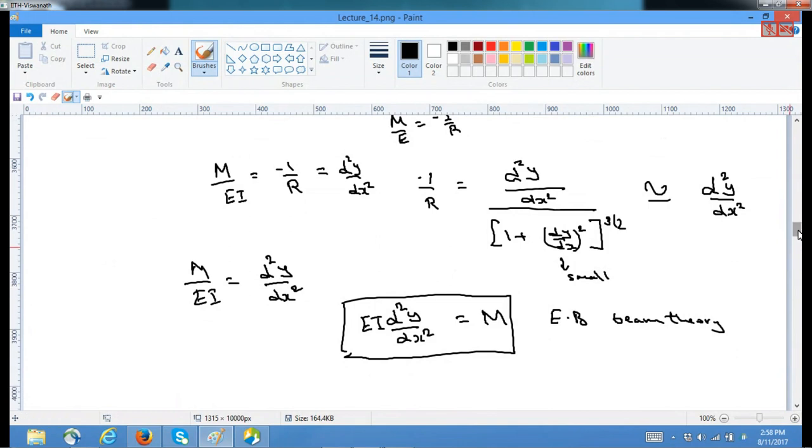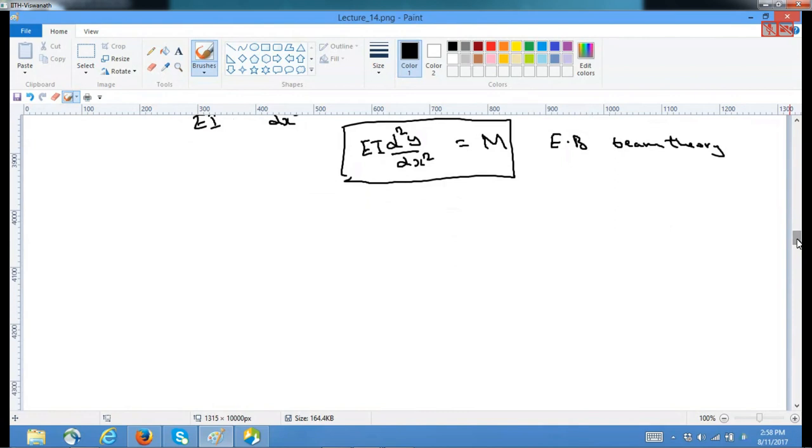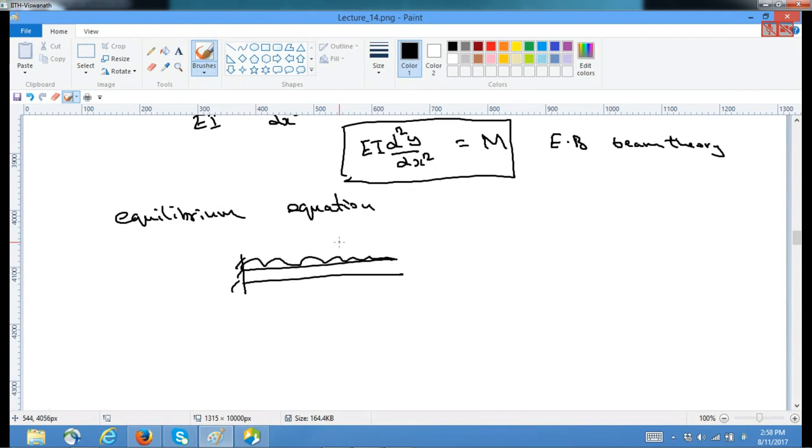But this is not complete. We have to do further. So let us use equilibrium equations. Let us consider some kind of a beam, whatever it may be, loaded. Some w of x is there, some point loads here and there, whatever is there. I will take a small cross section dx, and then I'll try to zoom in. When I zoom in, let's suppose this is the zoomed cross section, which is dx.